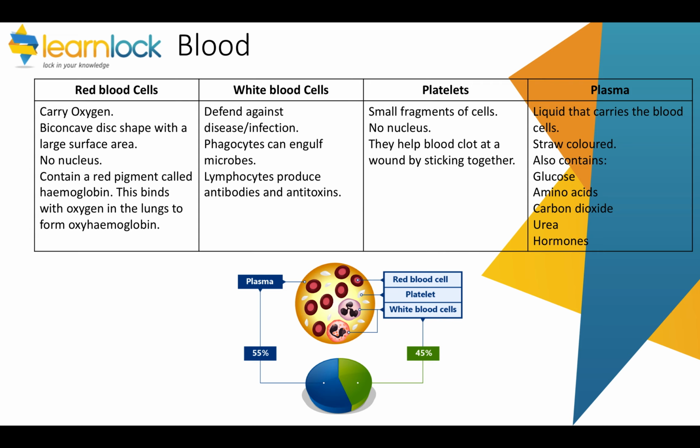White blood cells, these defend against disease. Phagocytes, for example, can engulf microbes, and lymphocytes produce antibodies and antitoxins. And then platelets, they're small bits of cells and they help blood clot, and they stick together at a cut and form a scab and prevent bacteria getting in and blood getting out.